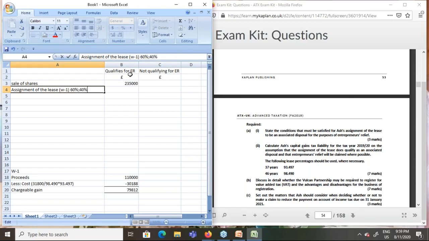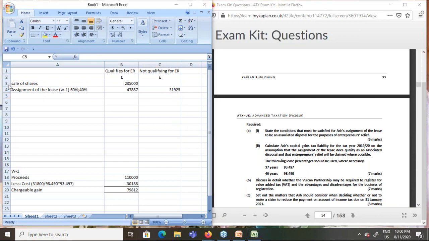So here from 79,812, you need to take 60%. There you get 47,887. And the balance from 79,812, 40%, does not qualify for ER. So here I made a mistake. 1 second. 40% is 31,925. Okay, right.